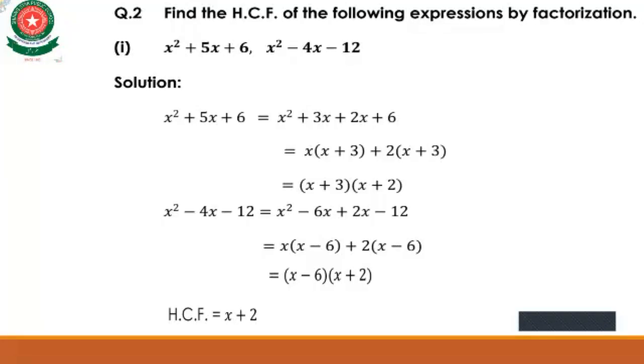So you can see here in this one and in this one, in our first and second polynomials, x plus 2 is common. Okay, x plus 2 is common, so we can take x plus 2 as the HCF, because this is the highest common factor in both polynomial terms.